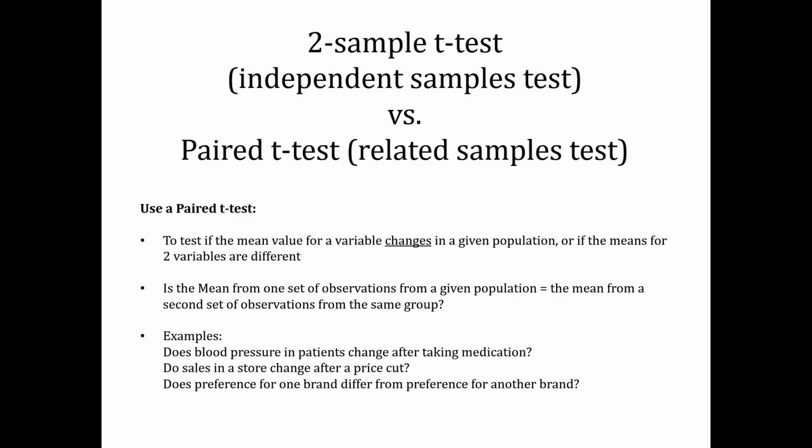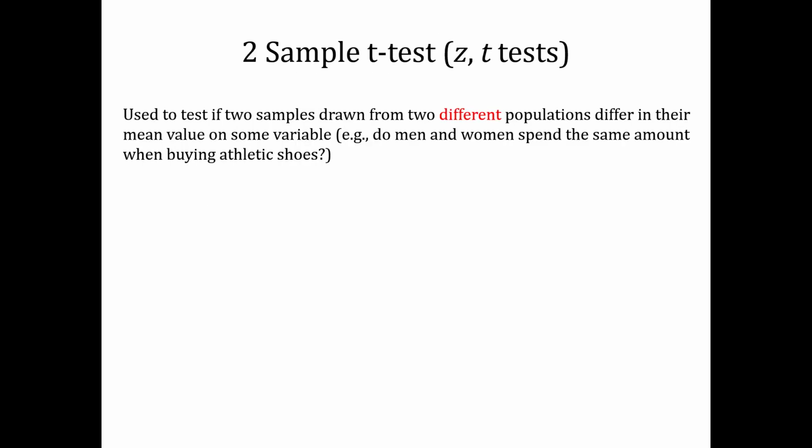Some examples. Does blood pressure in a group of patients change after taking medication? Here, the source of the data is a group of patients. Or we could ask, do sales in a store change after a price cut? Here, the source is a set of stores. Yet another example, does preference for a brand differ from preference for another brand in a group of consumers? Here, the source is a group of consumers.